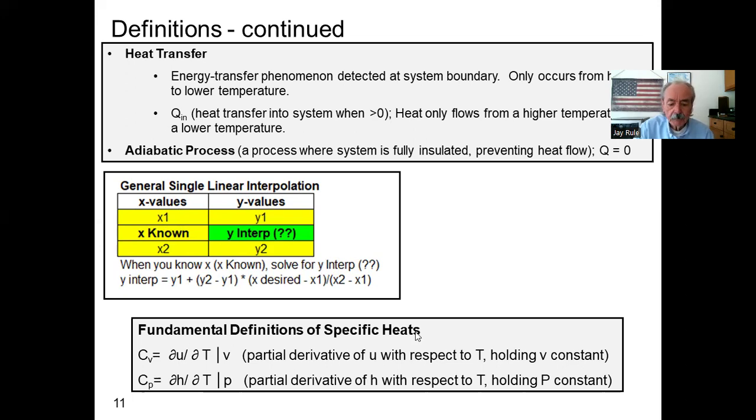We know some fundamentals of definitions of specific heat. Now, if you are graduate school bound, you're going to need to know these by heart. It is possible that you will not be asked on the exam, what's the fundamental definition of CV and CP, but this is where our starting point was. These partial derivatives were our starting point for dealing with CP and CV for ideal gases.